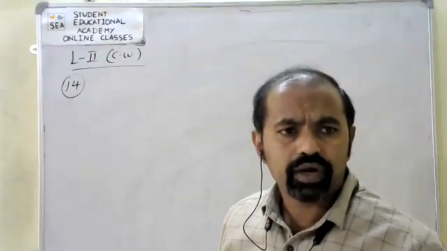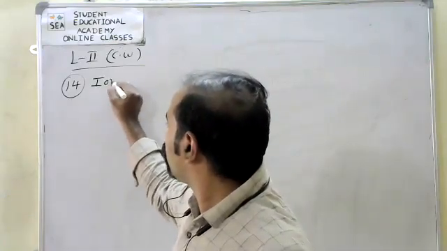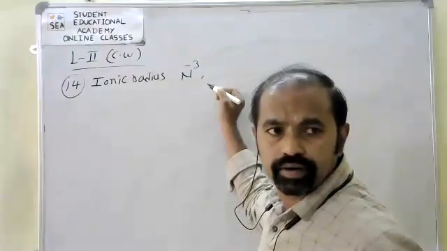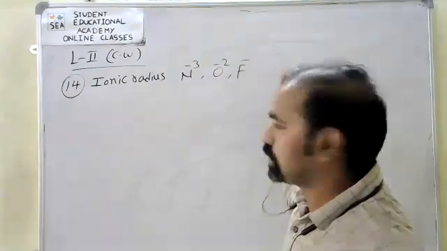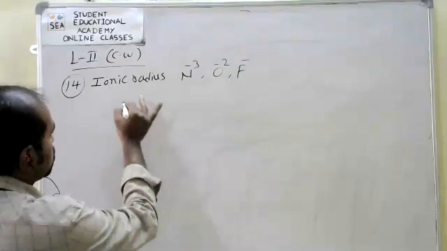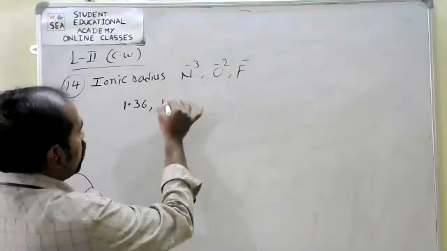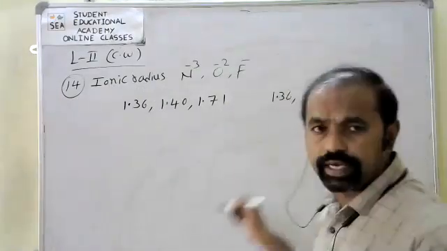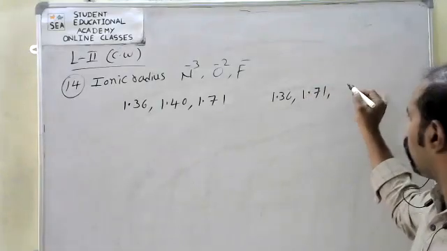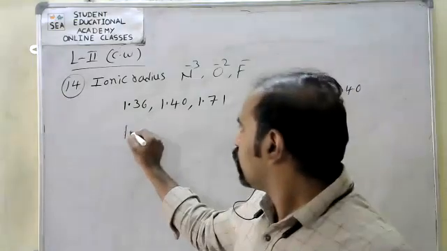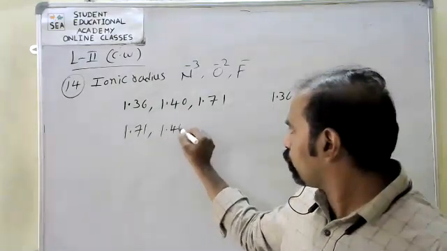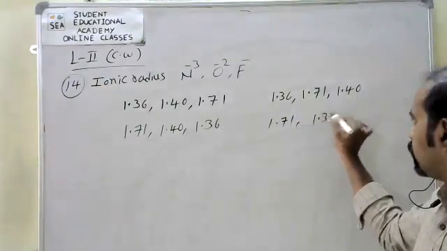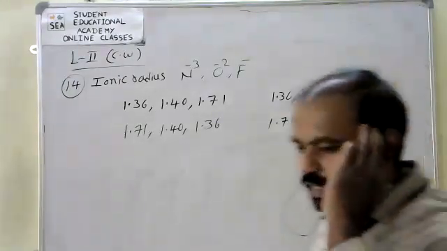Question 14. In the isoelectronic species N-3, O-2 and F-, what are the ionic radii respectively? Option 1 gives 1.36, 1.40, 1.71. Option 2 gives 1.36, 1.71, then 1.40. Option 3 gives 1.71, 1.40, 1.36. Option 4 gives 1.71, 1.36, then 1.40. If you have the periodic table material, have a look at it once.